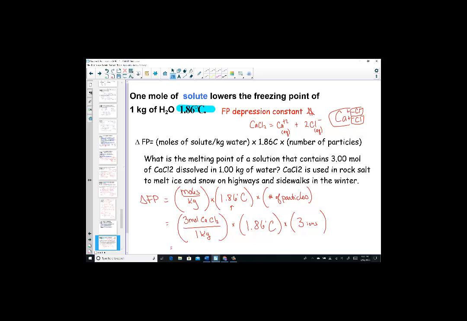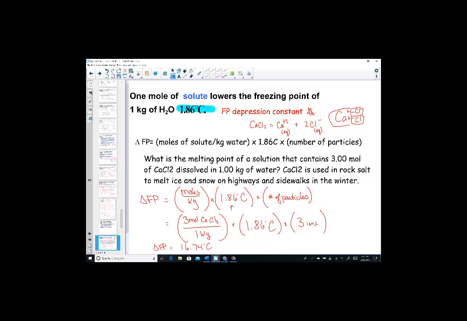So 3 over 1 times 1.86 times 3. Oops, I hit the error. Darn it, I have to hit that again. Sorry, clear screen. 3 over 1 times 1.86 times 3. Now I've got it. My screen reads 16.74 degrees Celsius. Now remember, that's the change in the freezing point.